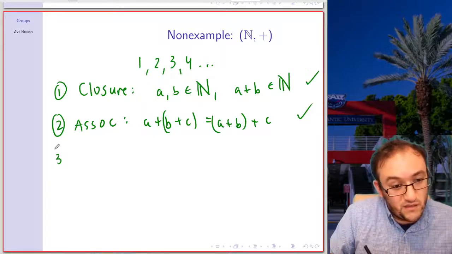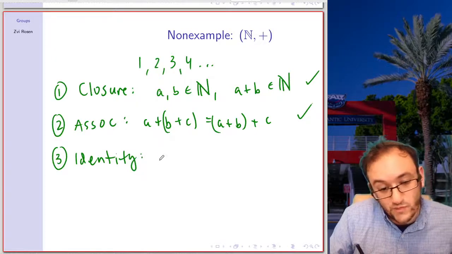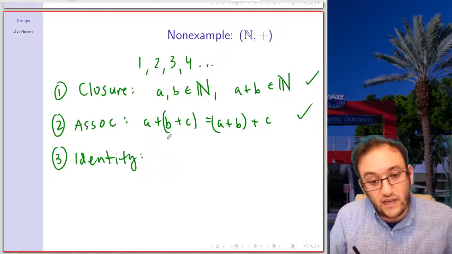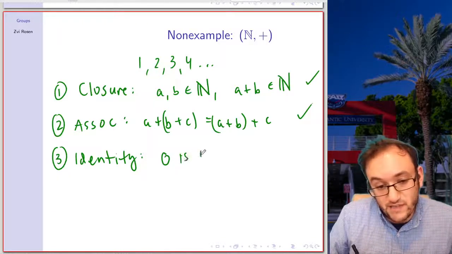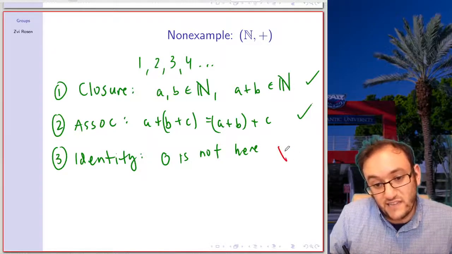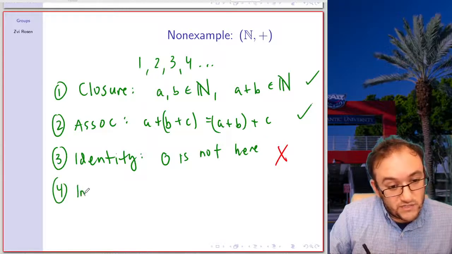In terms of identity, here's where it fails, because we don't have the identity. We're not including 0 in this understanding of the natural numbers, so 0 is not here. So it fails the identity axiom. It also fails, for that matter, the inverses.